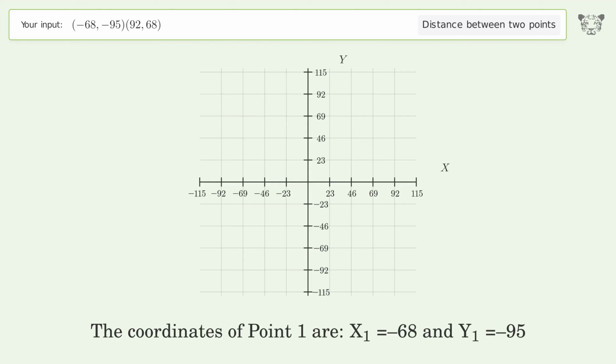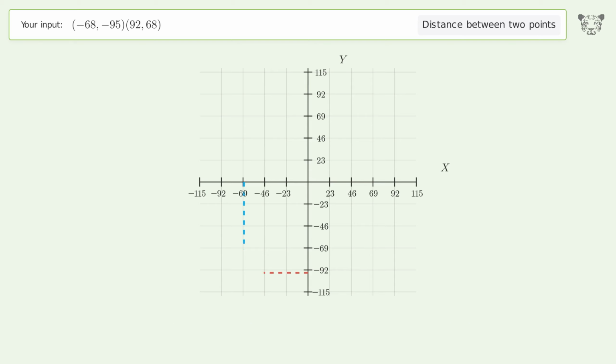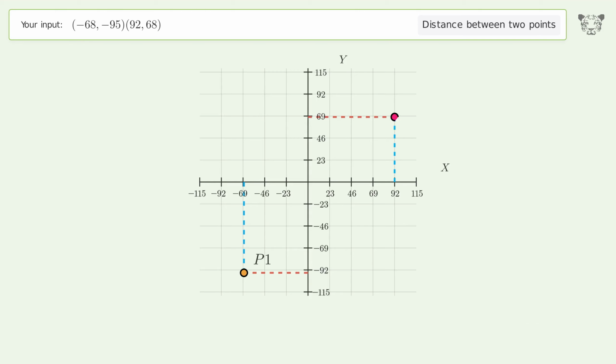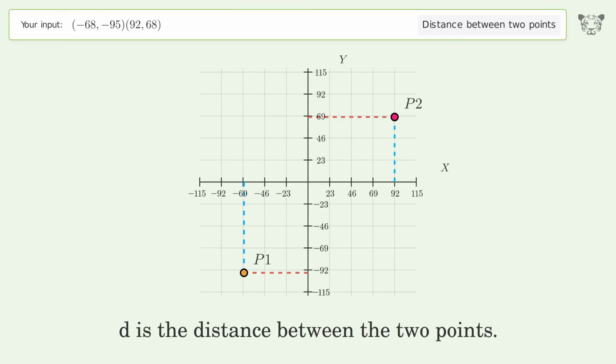The coordinates of point 1 are x1 equals negative 68 and y1 equals negative 95. The coordinates of point 2 are x2 equals 92 and y2 equals 68. D is the distance between the 2 points.